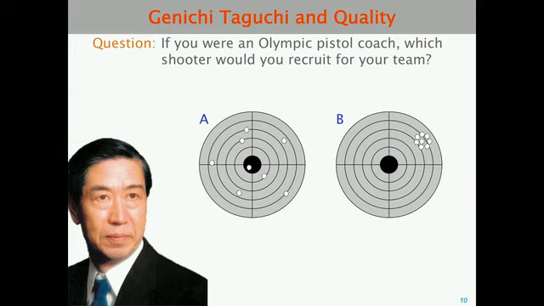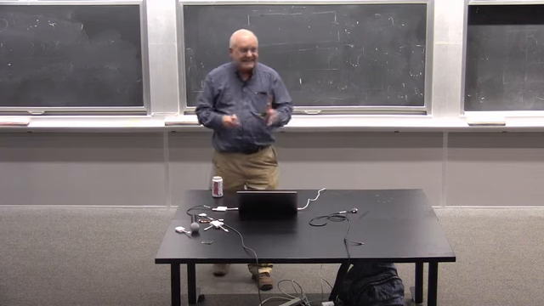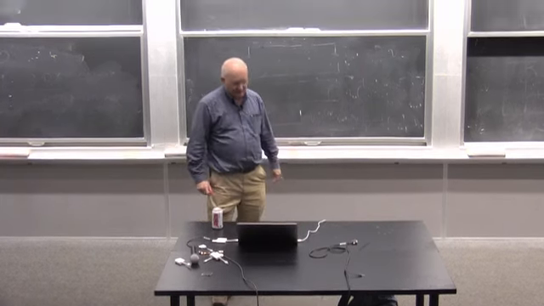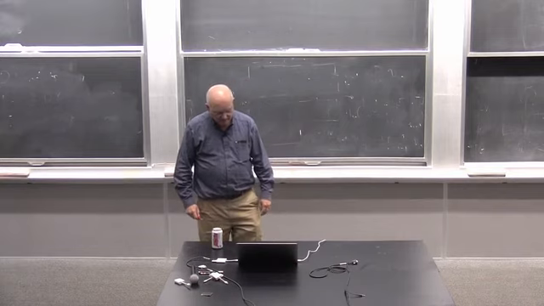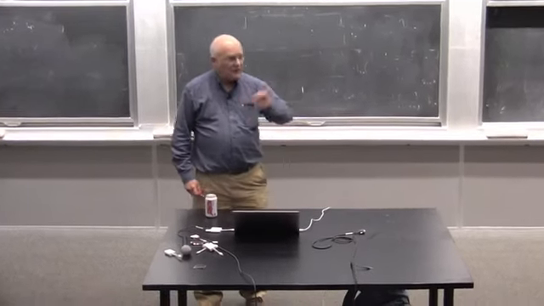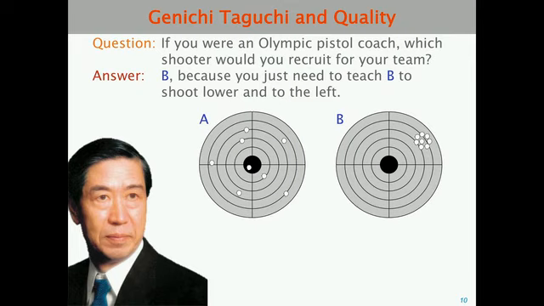Yeah, because it's easy to tell him what to do. You adjust the sights, you teach him to shoot a little bit lower to the left. Okay, it's easy to diagnose what his problem is, okay? That's all you have to do. What do you do for A? It's not clear what you do, okay?